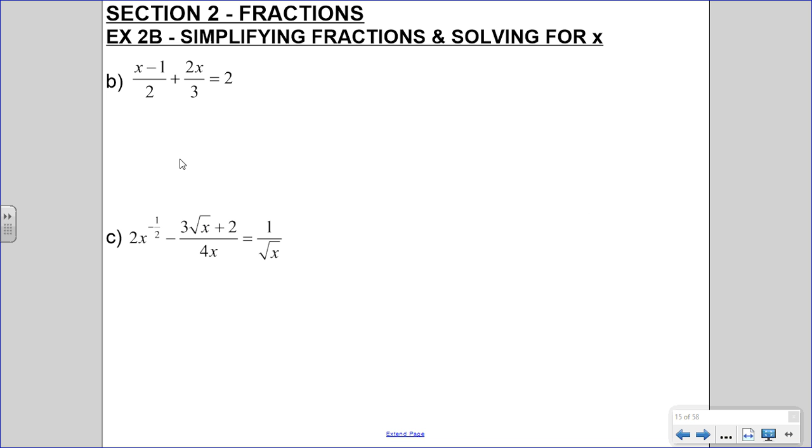And we've got lots of indices in here as well. So part C, we have 2x to the minus a half, which we know is the same as 2 over root x. So I did that quite fast. That minus means 1 over, and then to the half means square root. And then we've got minus 3 root x.